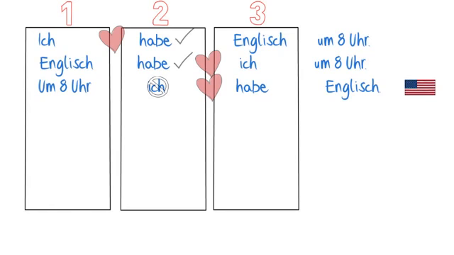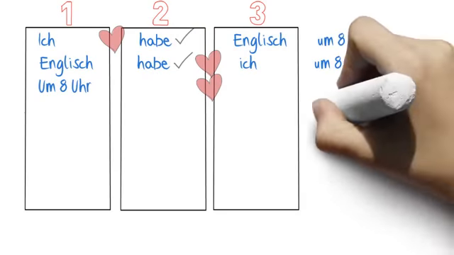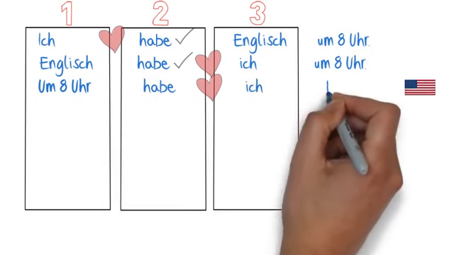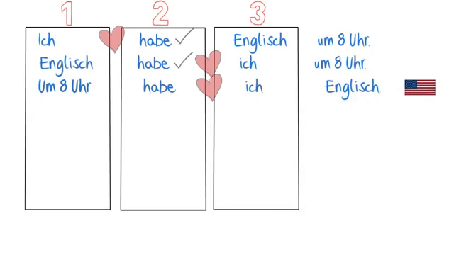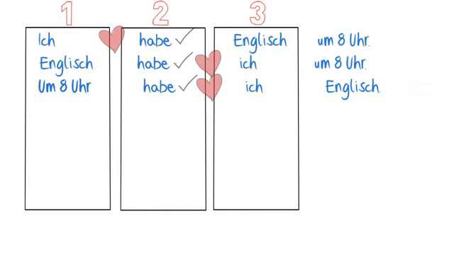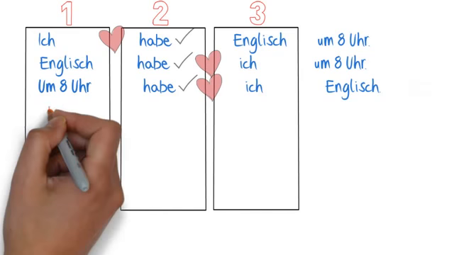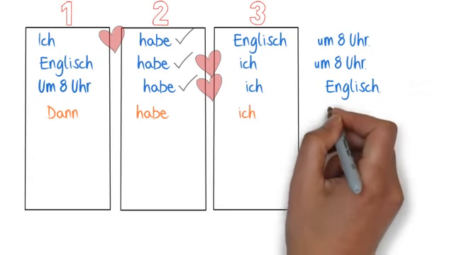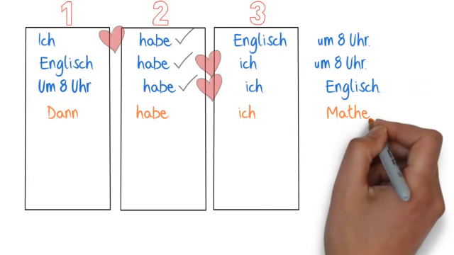Let's try again and see if we can put the verb second this time. This time, after we fixed it, we've got 8 Uhr habe ich Englisch. We've got the verb second this time, and the subject and verb are still next to each other. So no more English speaker mistake. Let's try another one with the sentence, Dann habe ich Mathe.